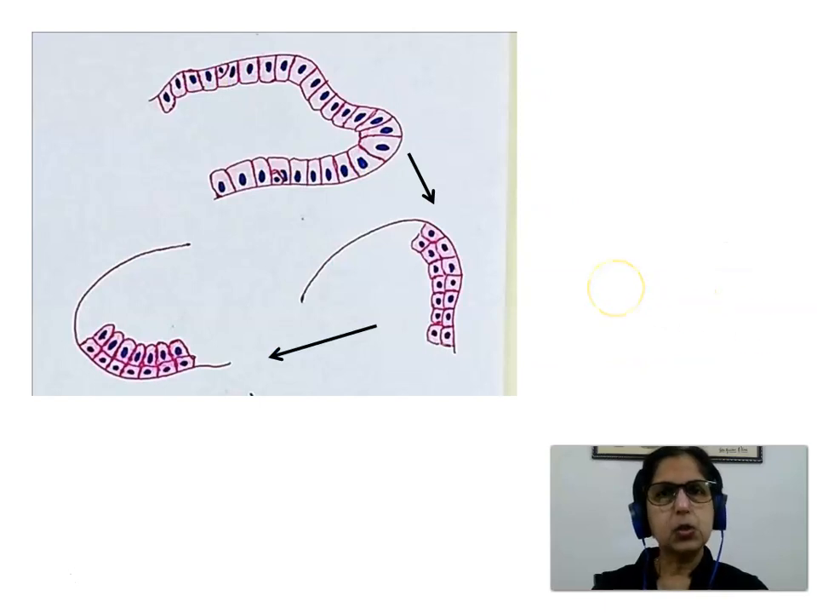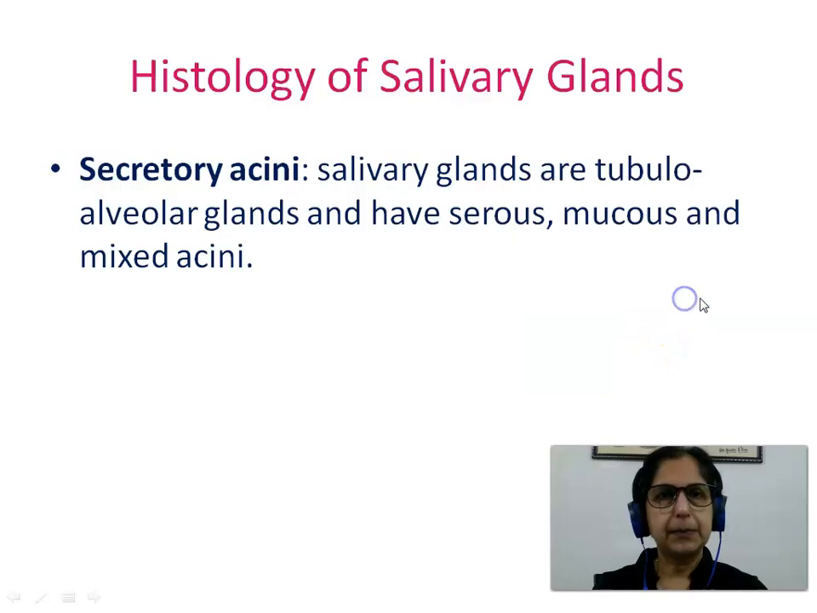This here shows us a picture of an excretory duct and the transformation from simple columnar to stratified cuboidal and then on to stratified columnar epithelium. We now go on to study the secretory acini. Salivary glands are tubulo-alveolar glands and have serous, mucous and mixed acini.